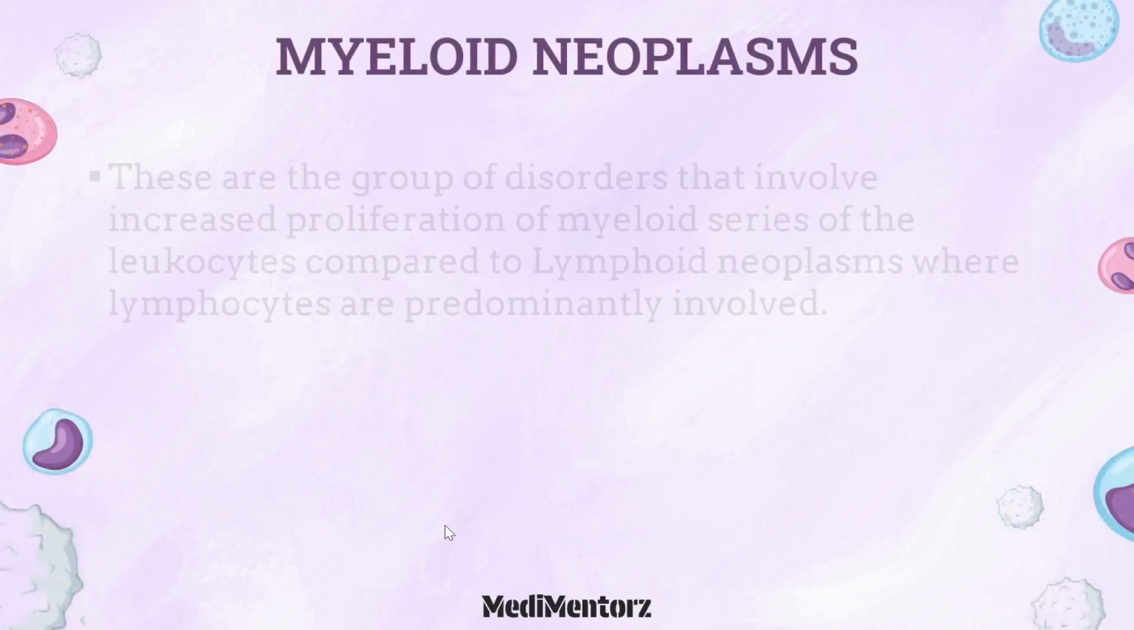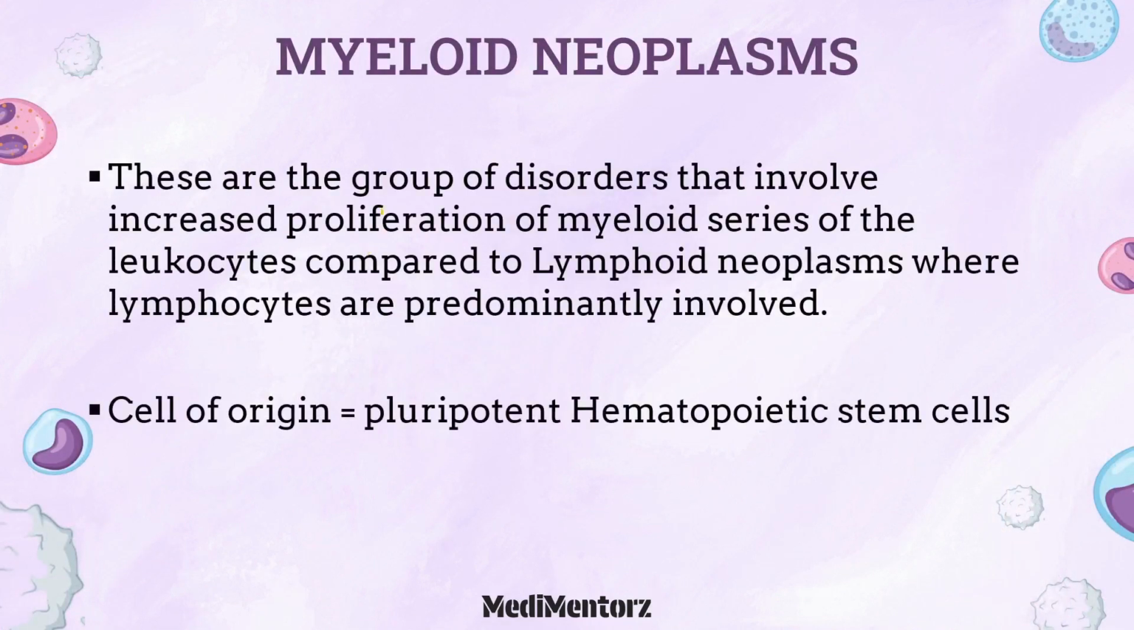So basically, myeloid neoplasms are a group of disorders that involve increased proliferation of the myeloid series of the leukocytes. The cell of origin in the myeloid neoplasms is the pluripotent hematopoietic stem cell. So any mutations that occur in the hematopoietic stem cells will lead to an increased proliferation of the myeloid series, resulting in myeloid neoplasm.